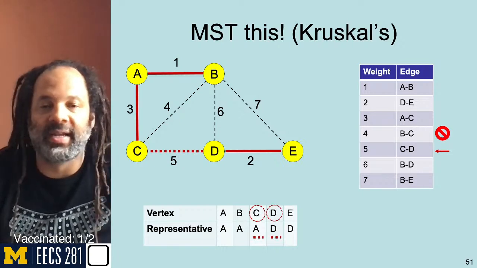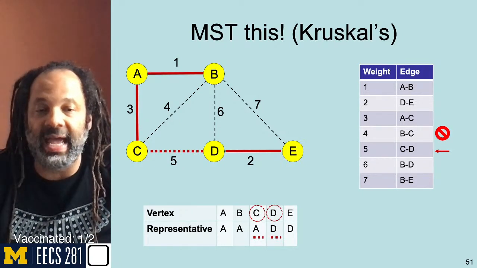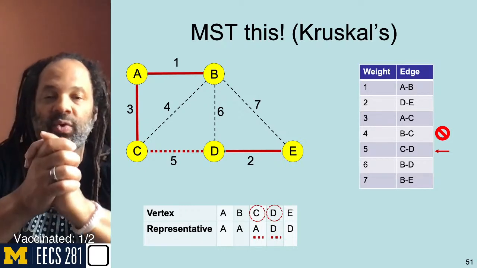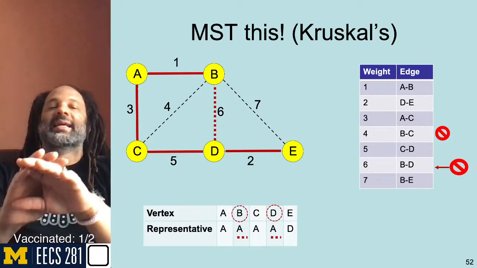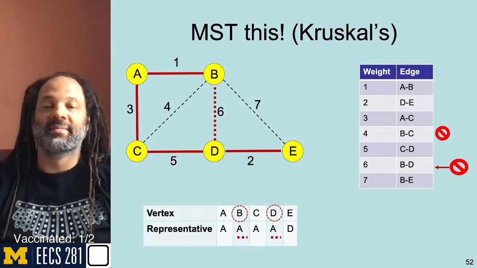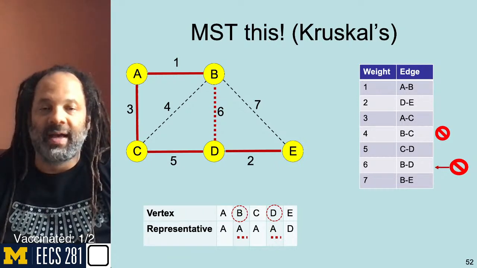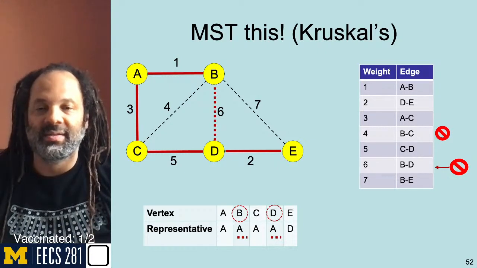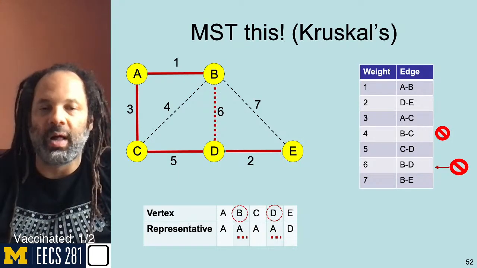Up next, the 5 edge connecting C and D. C's representative is A, D's representative is D. They've got two different representatives. I can union them. I put that edge into the graph and I'm done. If I want to be adaptive, I can see that with 5 vertices and 4 added edges, I'm done. I can, however, continue just as well.